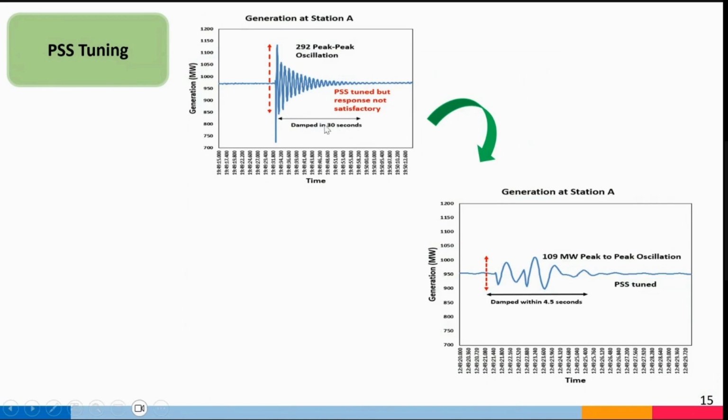This input was given to the plant, and the plant went for the retuning of their power system stabilizer. A similar kind of event happened again, and in that the peak-to-peak oscillation had reduced, and the damping was achieved within 4 to 4.5 seconds. These are monitored through the synchrophasor devices, the PMU data itself, because in SCADA you will not find these kinds of details.